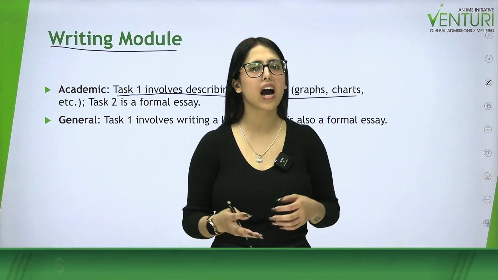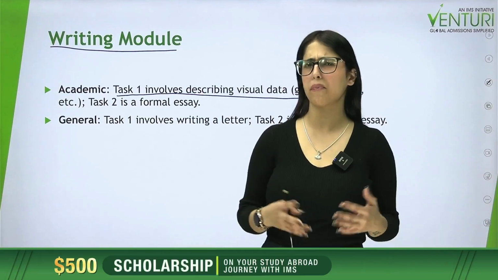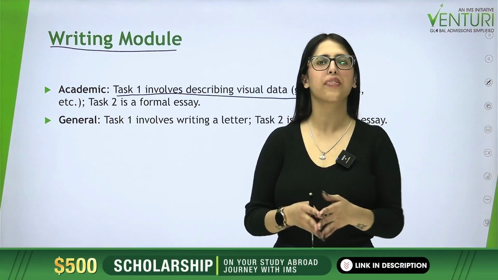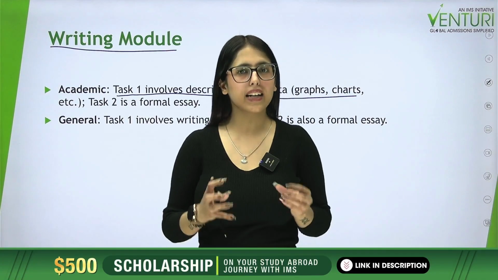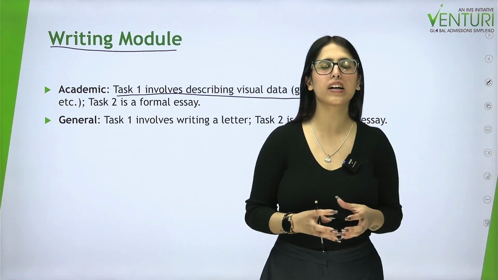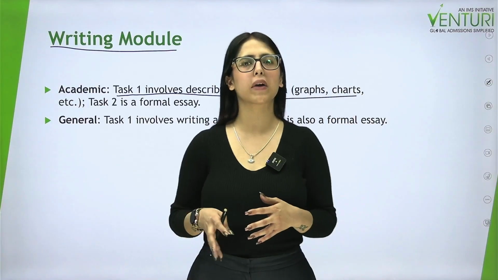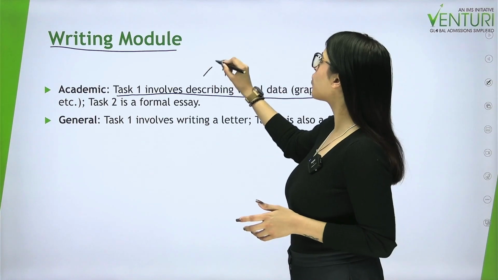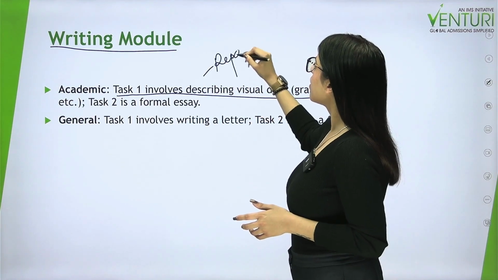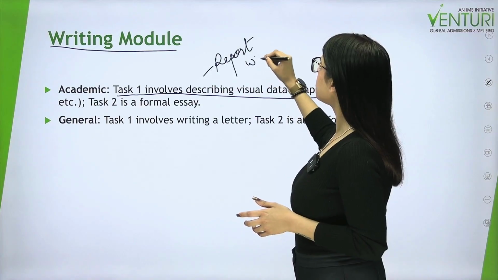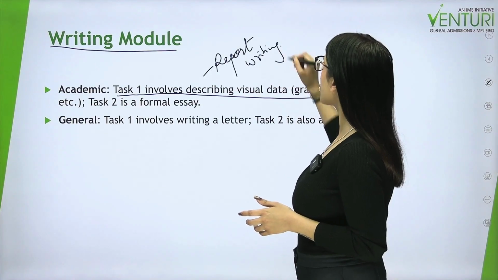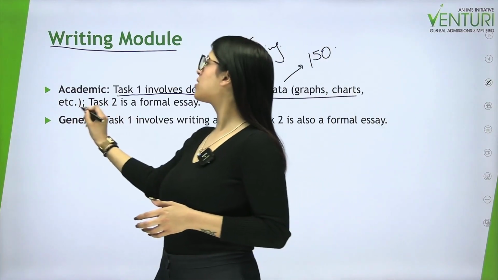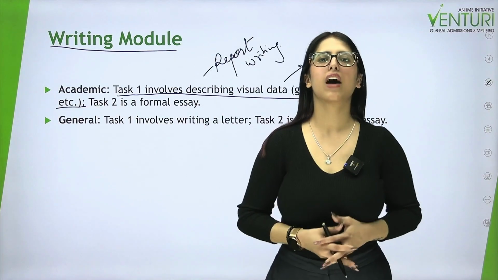So maybe they give you a graph to work with, a table to work with, a pie chart, and so on and so forth. So you have to first analyze that question and that data set. You have to identify a few major features out of it, and then you have to report those major features into your writing, right? So this is a report writing question for academic IELTS. Now this you have to write in 150 words. Okay, so this is for academic IELTS, right?